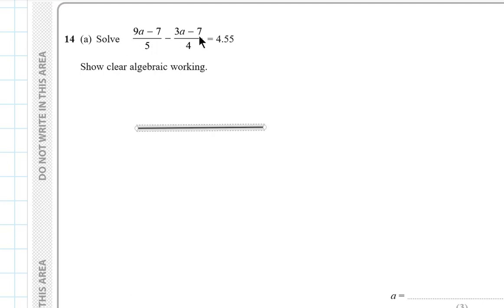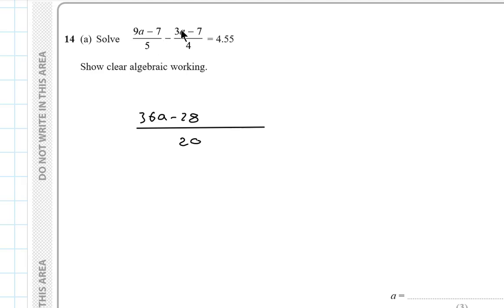14a, solve. Okay. This equation, we must write the left hand side as a single fraction by writing it with the same denominator, which is 20. 5 times 4. 9a minus 7 should be multiplied by 4, right? And I will expand it directly. It will be 4 times 9a, which is 36a. And then 4 times negative 7 will be minus 28.